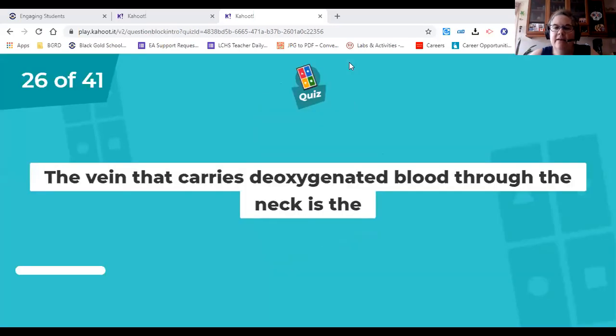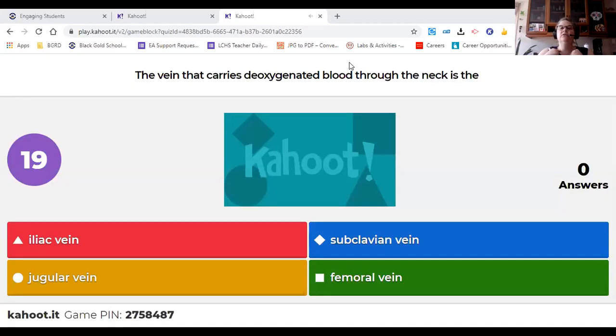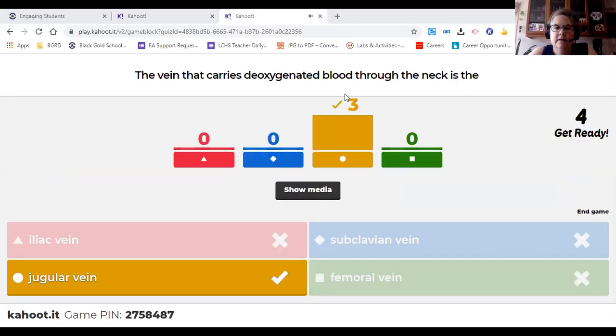Okay, next, the vein that carries deoxygenated blood through the neck. Okay, so it runs through the neck. Iliac vein, jugular vein, subclavian vein, femoral vein. Okay, the jugular. Excellent. 3 for 3.